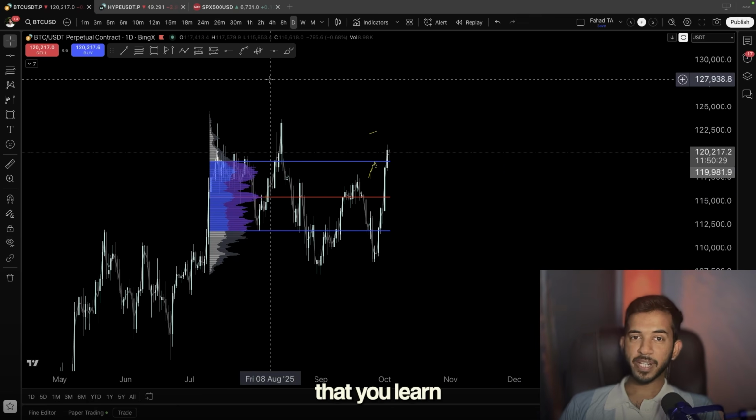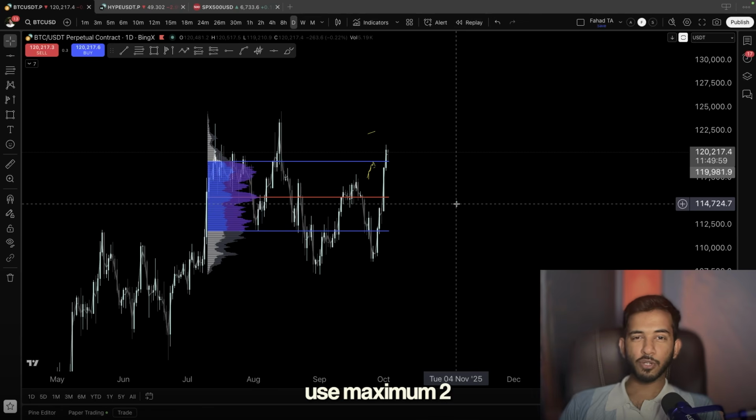It's very important that you learn how to use the FRVP tool, because if not, then you'll be pulling random FRVP levels. Randomly, you'll be placing them on a random trend or in a different range. And you'll be using at least 10 or 15 different FRVP profiles, because you are spotting the ranges and trends in a wrong way. So it's very important that you use maximum 2 to 3 different volume profiles and not more than that. That was basically the major fix that I could do for this particular problem.